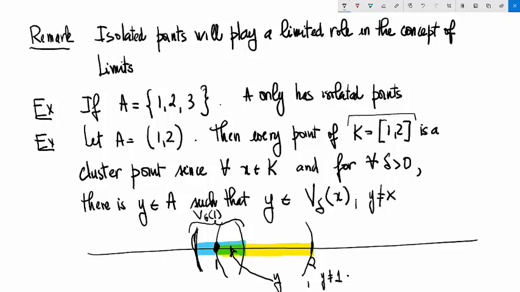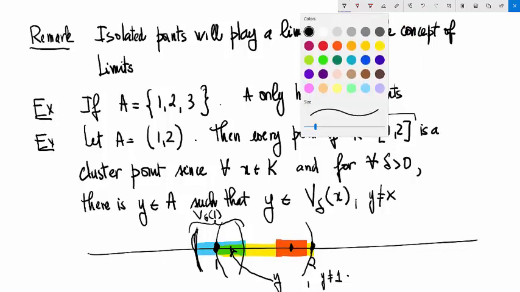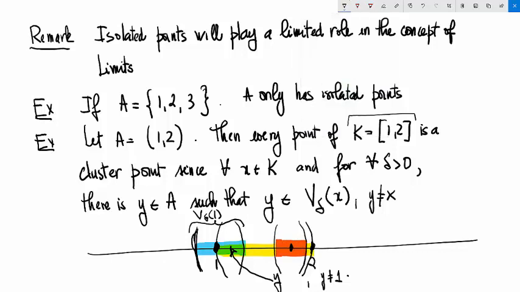And you can play the same game for every element in this compact set here. Therefore, the set of all cluster points for A is in fact the closed interval 1 to 2. All right, so you can see here, suppose you decide to pick an element here, then clearly, if you take an open interval around this element with some neighborhood delta, then again, if this is x, then this will be V delta of x, and inside here you can find some y prime, where y prime is not x, and y prime is inside the neighborhood.